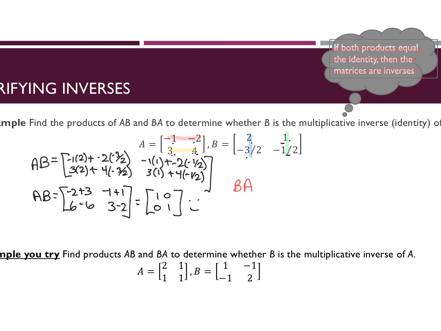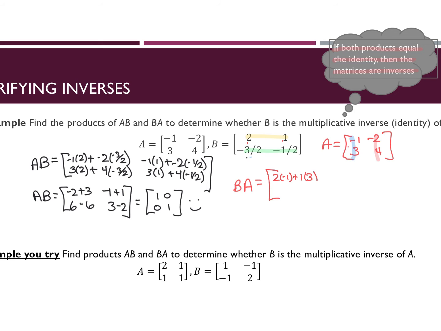I don't know about you, but I don't like to look at my product backwards because sometimes I mix up the rows and columns. So I'm going to recopy A to the right of B to denote B times A. And notice this time matrix B is our row matrix, and matrix A is the column matrix. So 2 is paired with -1, and 1 is paired with 3.